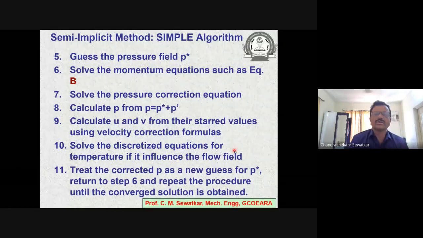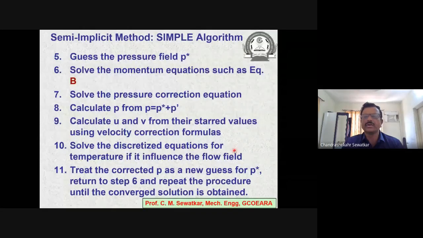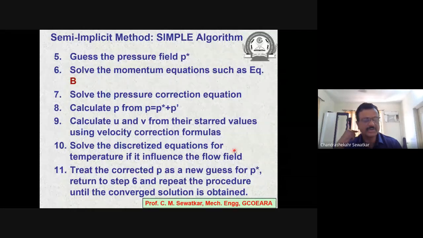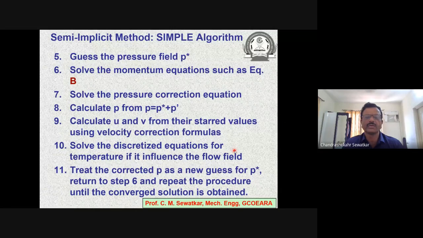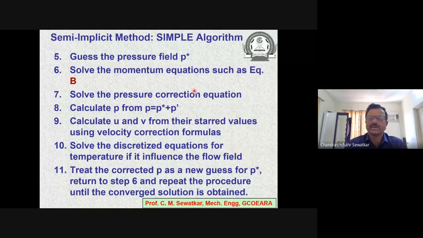Having done that, you need to guess the pressure field, that is P star. Once you guess the pressure field, solve the momentum equation. From this momentum equation, you can obtain the velocities. So if you know the pressure, you can calculate velocity. Once you find the velocity, solve the pressure correction equation. Once you solve the pressure correction equation, you obtain the pressure correction. Once you obtain the pressure correction, calculate P from the pressure. That is, P is P star plus P prime. So that you get the actual pressure.